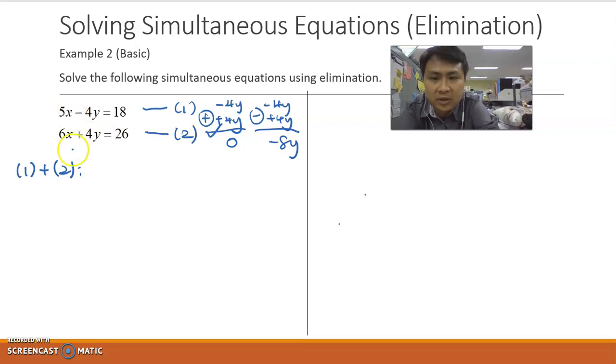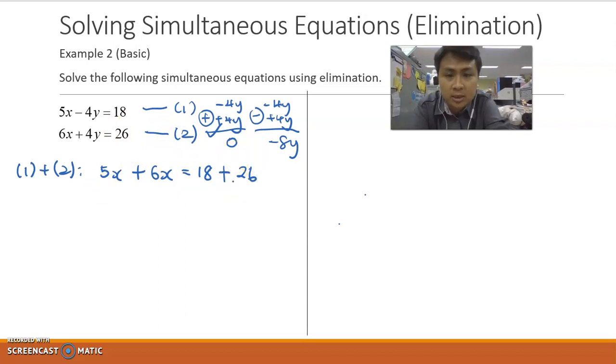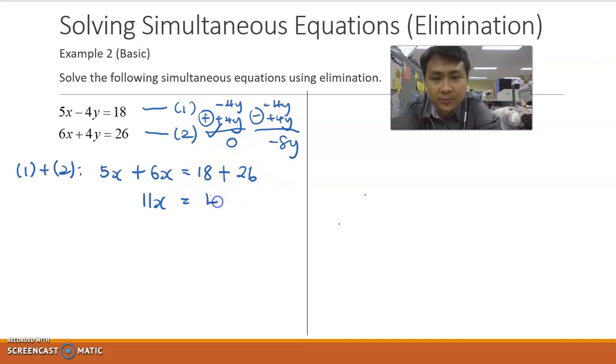So 5x plus, this is my choice, 6x from equation 2, equal, it's 0 here, so I don't need to write the 0, equal 18 from equation 1, plus is my choice, 26 from equation 2. So I will have obtained the equation. Next, I will simplify. So 5x plus 6x is 11x. 18 plus 26, you can use your calculator, you get 44.